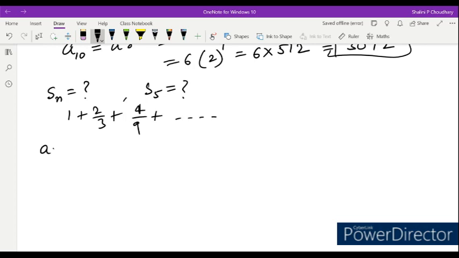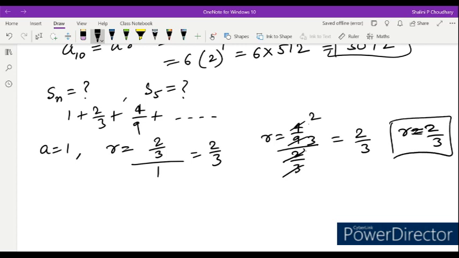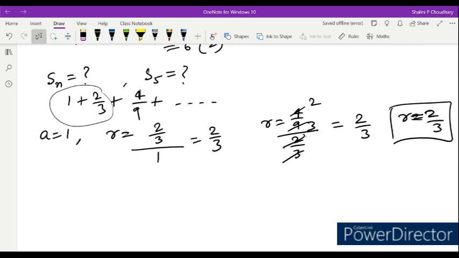So the first term a is equal to 1. Now we have to find out r, which is 2 upon 3 upon 1, that is equal to 2 upon 3. Or we can also check r as 4 upon 9 divided by 2 upon 3, so 3 cancels with 9 and 2 with 4, and again we get 2 upon 3. So the final r is equal to 2 upon 3. I checked twice, but you can check only one time, second term upon first term. I did it to show you how it comes and that the ratio is the same. It means a is equal to 1 and r is equal to 2 upon 3.